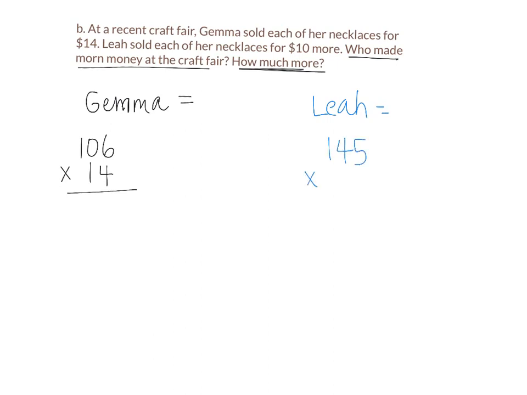And is she also selling each one for $14? No. How much is she charging for each of her necklaces? 24, because it's $10 more than what Gemma's selling, which is 14. So in order to find out how much money she made, we'd have to do 145 times 24, right? Okay. Once you do that, can you find out who made more? Yeah. Right? And do we have to subtract in order to figure out who made more? No. We have to subtract to find out how much more. Okay, so go ahead and work with the people at your table group to figure that out.